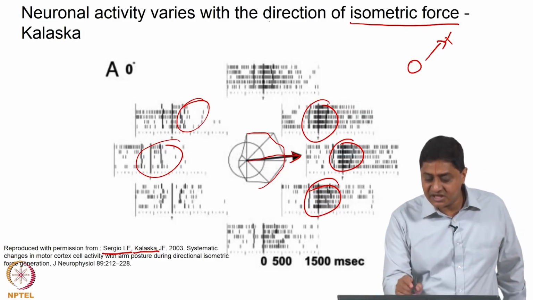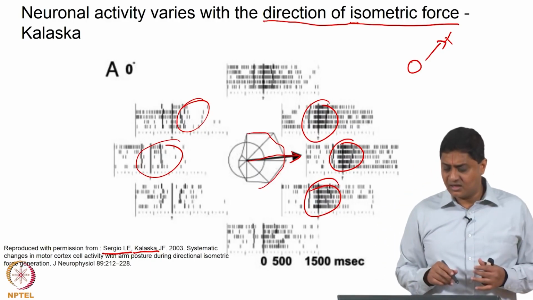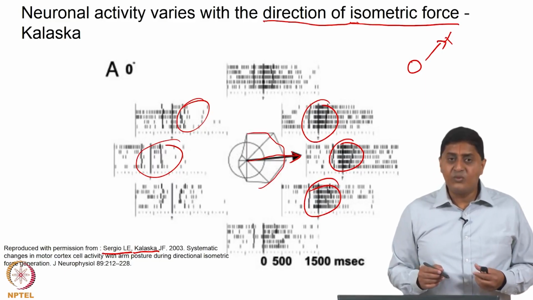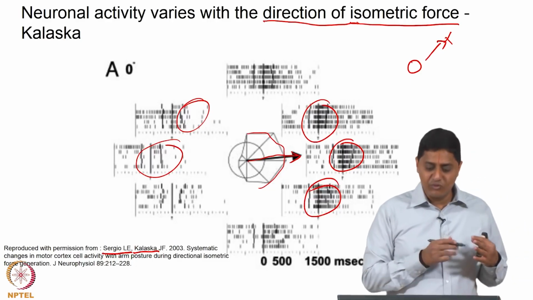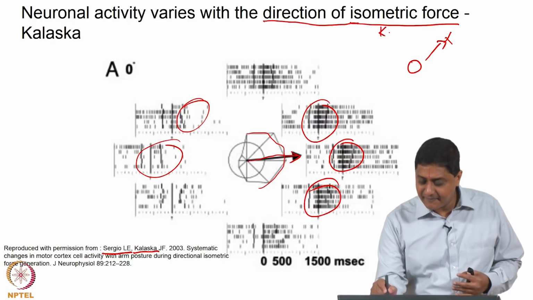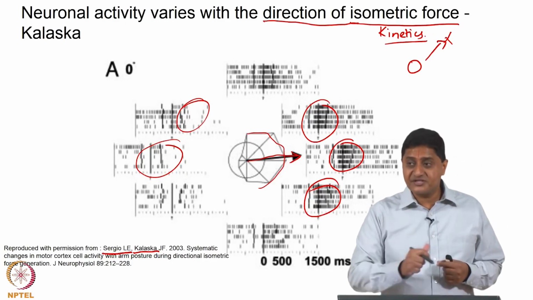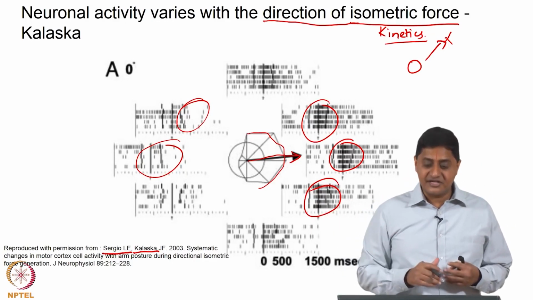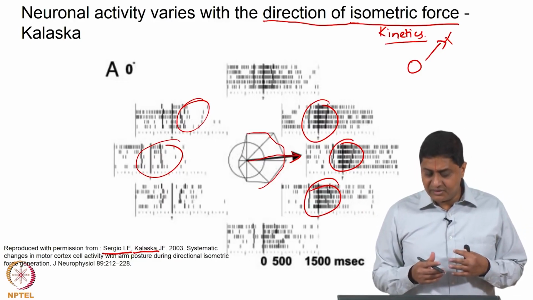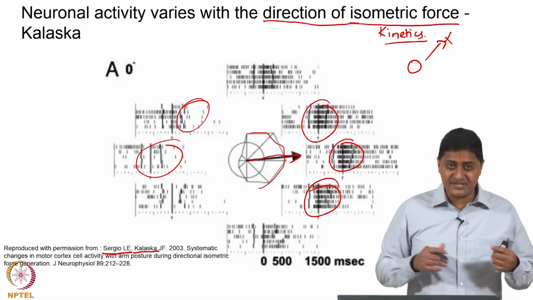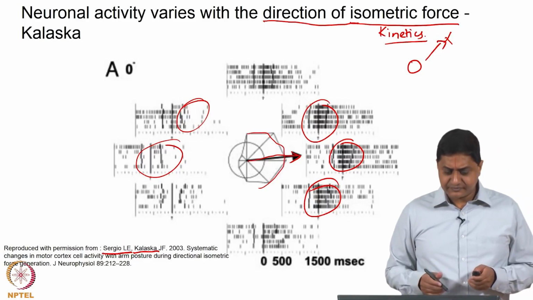So, the direction of the isometric force that is being produced is also represented in a way that is somewhat similar to the direction of actual movements, or in other words this is kinetics, is it not? This is actual force production, whereas the Georgopoulos experiment is reaching, or generation of trajectories, or kinematics. So, it seems that the neurons behave in approximately similar ways in both cases. This is data from Sergio and Kalaska.